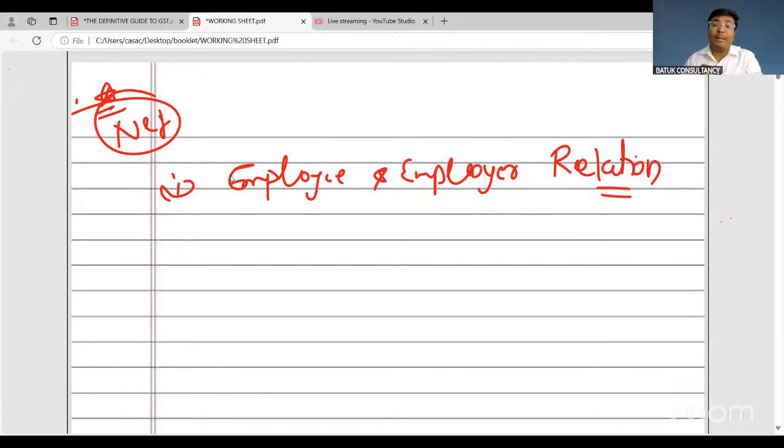Due to the employer-employee relationship, no GST will be applicable because they have covered this specific type of transaction in Schedule 3.